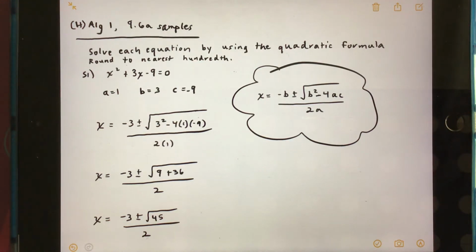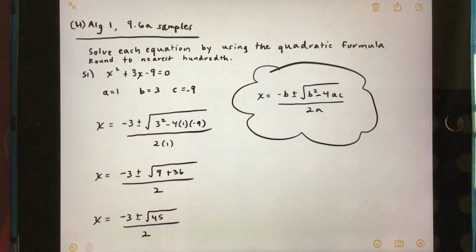Hello, algebra classes. We're going to take a look at our 9.6a samples, where we're going to solve each equation by using the quadratic formula. That will be our method of choice. So even if you see an easier way, such as factoring or taking the square root, you're still going to use the quadratic formula to solve. We'll round each answer to the nearest hundredth.